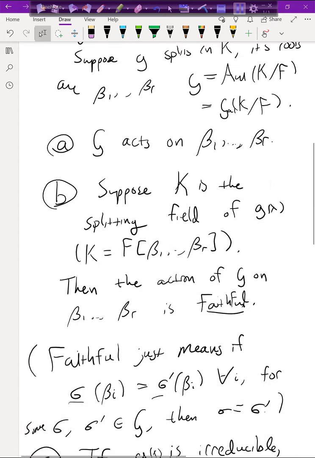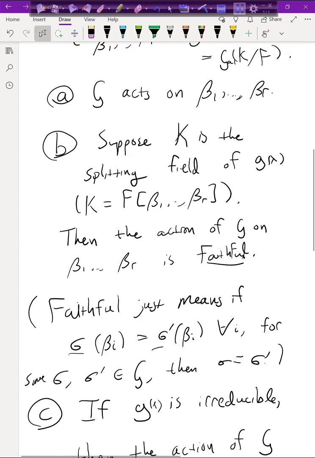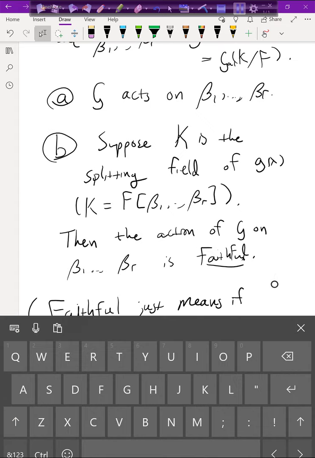So remember, there are some key words we learned today. Today's lecture was brought to you by Faithful and Transitive.